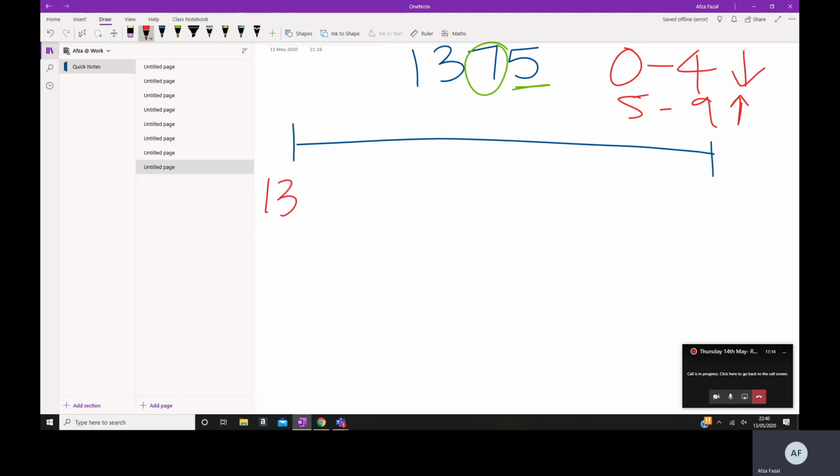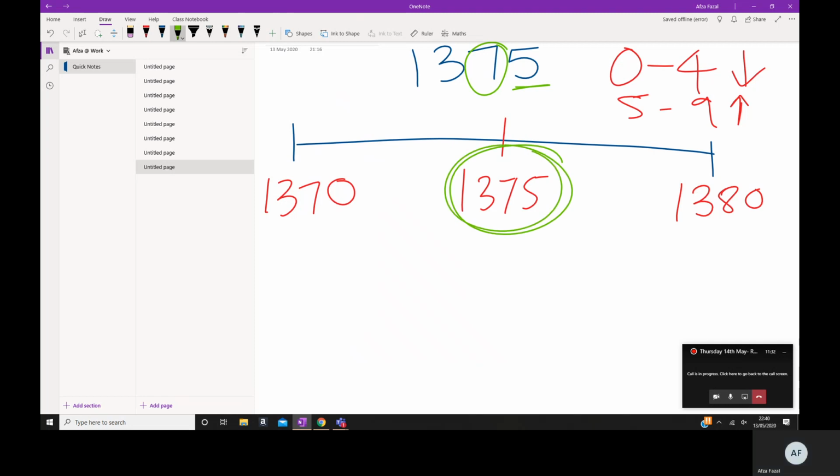This side, 1,370. 1,380. In the middle, 1,375. So it's in the middle. That's my number. So my number is here. Now what I'm going to do is look at this number here. So the 5 in the ones. 5 to 9 you round up. There's my arrow. So the answer is 1,380.